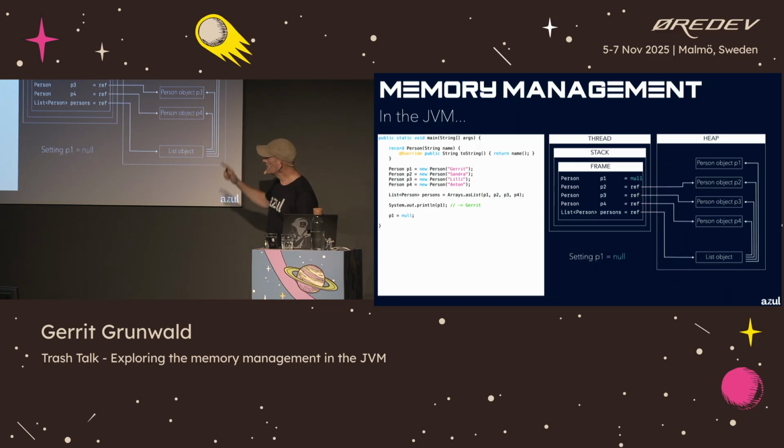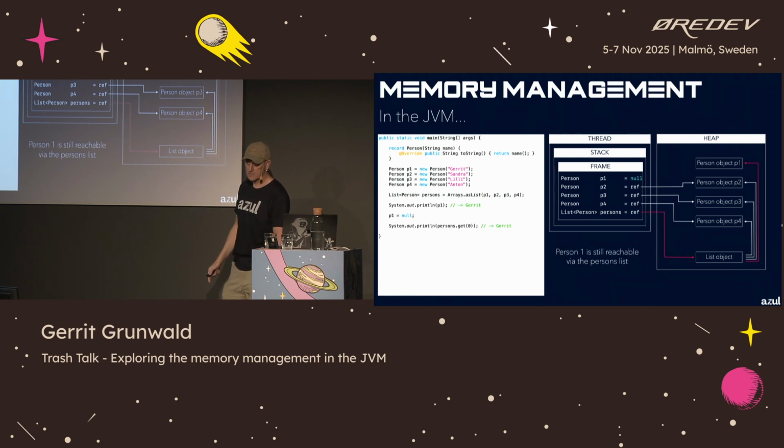So that means if I set the p1 to null, right, then you would think, okay, that's gone. I can't reach it anymore. And this is true if you print out System.out.println p1, the result is null. But still, and this is sometimes a problem for the younger developers because they simply don't know, the list has an internal reference to the same object. So if I do something like persons.get(0), I will still get my name. The object is still there, and it's still reachable via this internal reference, okay?